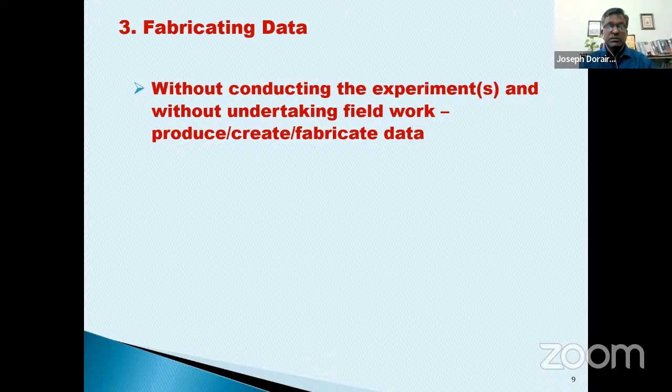Okay, so imagine you are measuring the EQ of the 11th and 12th standards of a particular school. So what are you expected to do? You are expected to visit the school, meet the students, maybe hand out questionnaires or measure their emotional intelligence. But you don't go to the school, you don't meet the students, you don't have any questionnaire, but then you have the data. So you fabricate data.